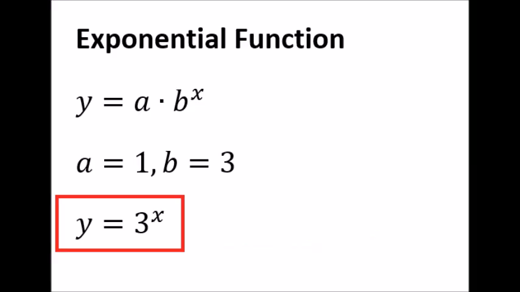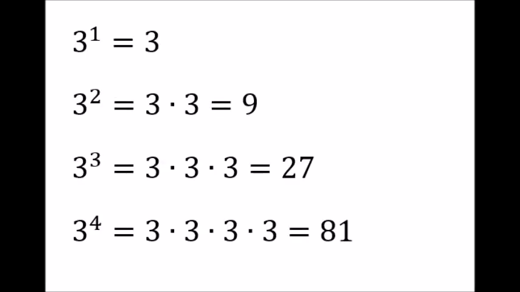Now let's see what happens with a different base. I chose b equal to 3, so the function is y equals 3 to the x. Exponentiation is still repeated multiplication. Since we have a different base this time, our numbers will be different, but the same concept applies. For example, 3 to the fourth power involves 4 3's multiplied together. The same rule applies to any other exponent that is a positive integer.